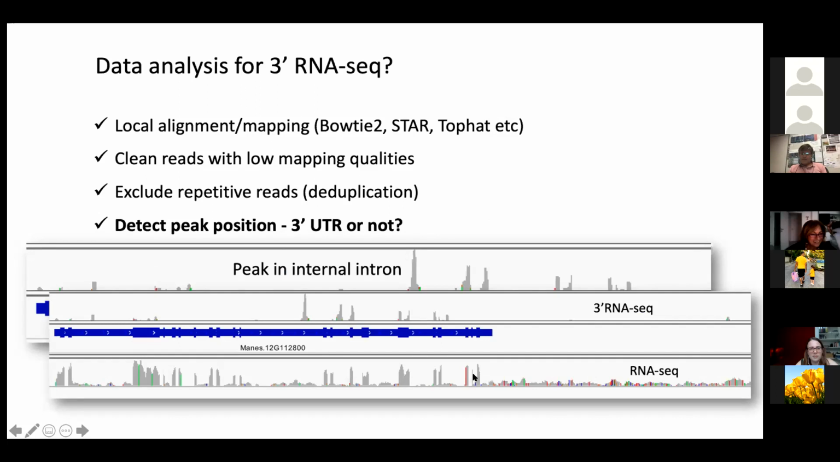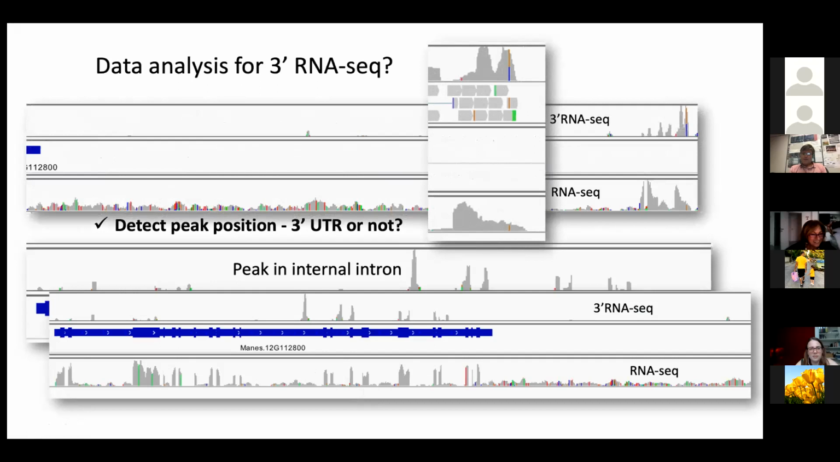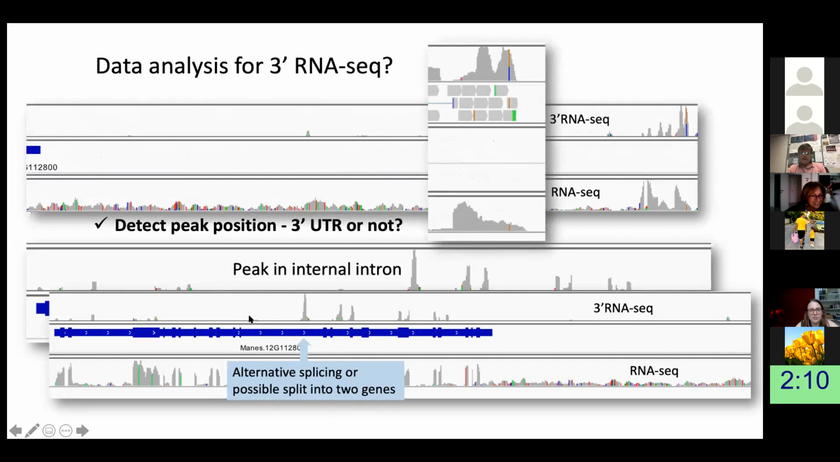Looking at the RNA-seq data, we have quite a different distribution of these peaks. And what we conclude from here, looking more carefully into that peak in this intron, is that either we could have an alternative splicing, or, more possible in my eyes, that these are two genes and they are separated somewhere here, and this peak actually belongs to this part of the gene, and this one here is a different gene, which one has to look into with RNA-seq data to get more information.